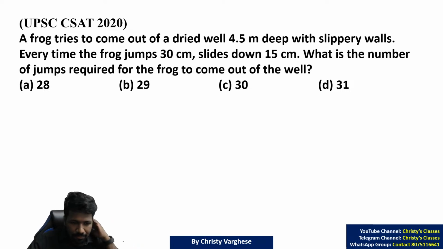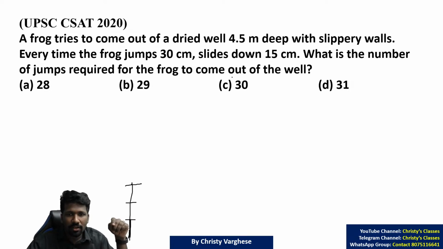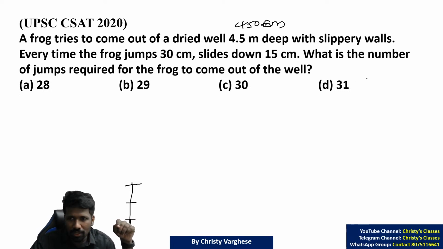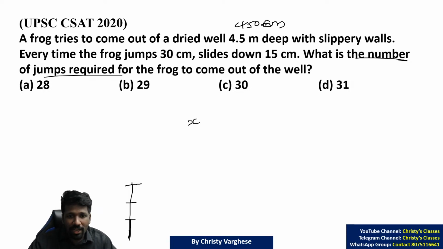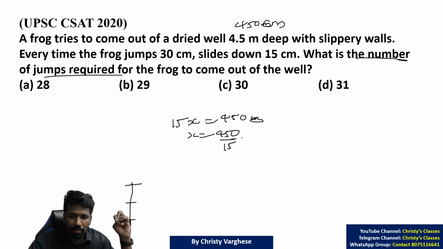All of you are understanding? So 15 centimeter in the first jump, because 30 minus 15 is 15. Second jump another 15. Third jump another 15. How many 15s are needed to make 450 centimeter? That is what the question is asking. Now, what is the number of jumps required? If you want to make it a linear equation like the previous question, you can say, let x be the number of jumps. 1 jump 15, so x jumps 15x. That is equal to 450 centimeter. So 15x equals 450. x is equal to 450 by 15. 450 by 15, that is 30.